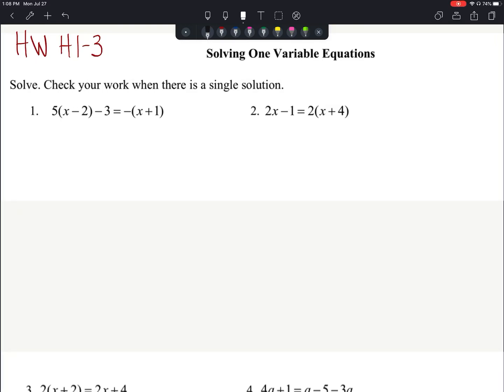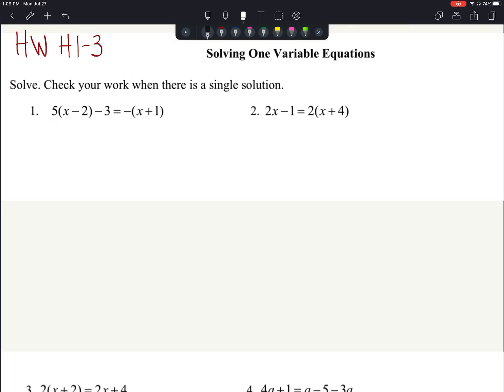Welcome to the homework video for problems numbers 1 and 2 from the worksheet H1-3. This lesson was on solving one variable equations. So the directions here state solve and check your work when there is a single solution.